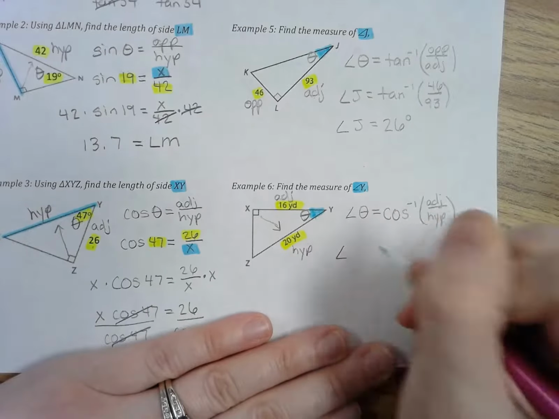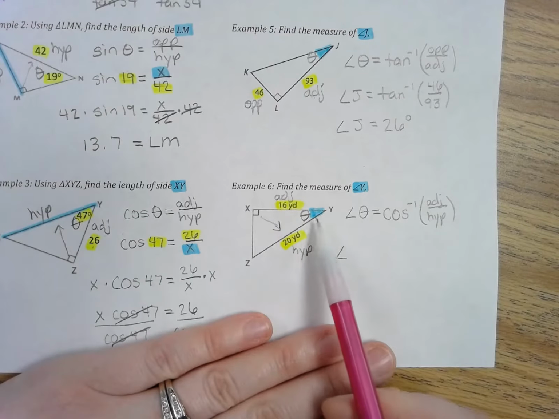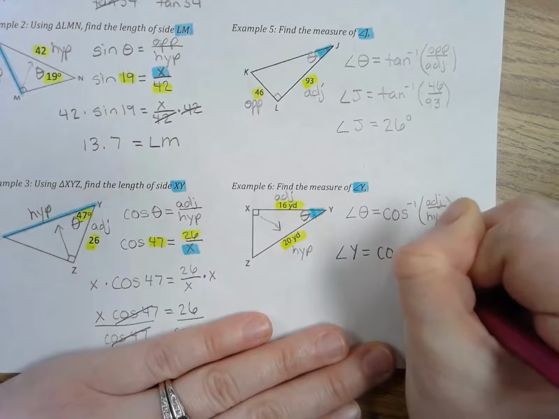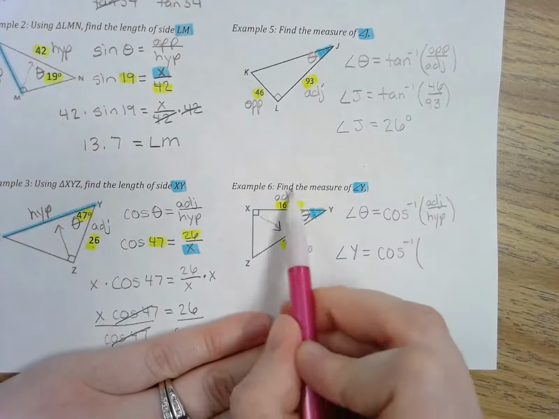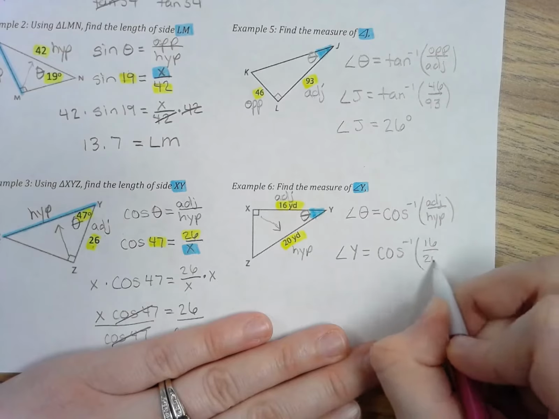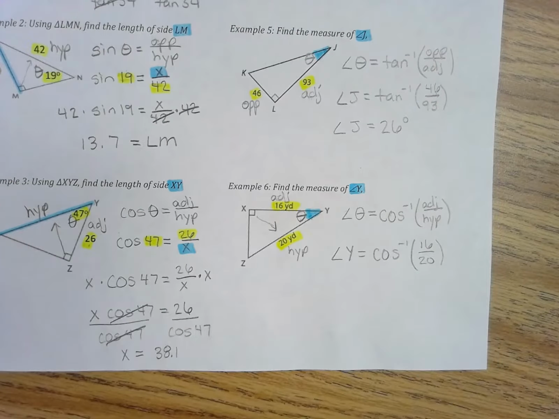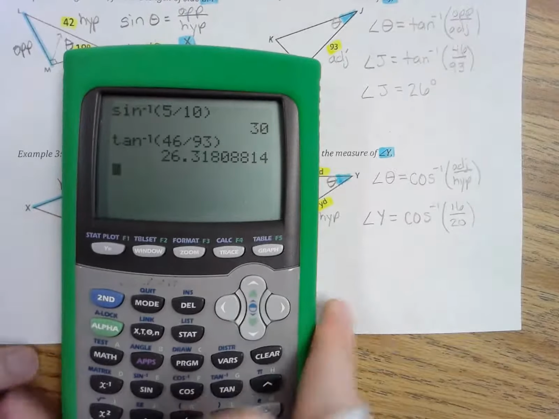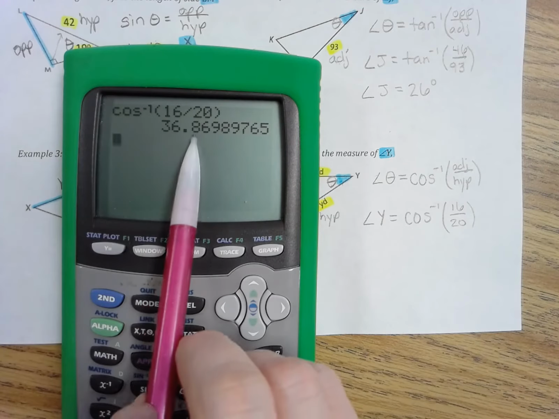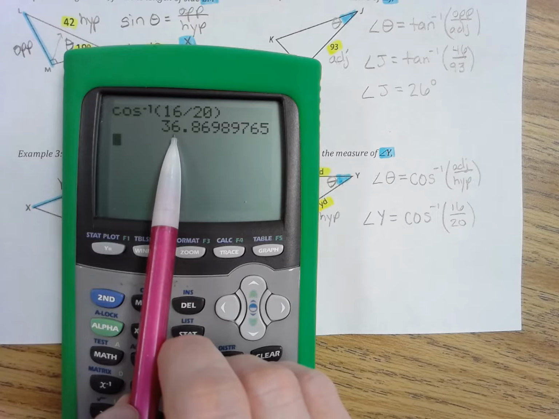So let's set up with our values here. Angle Y is what we're trying to solve for, equals inverse cosine of adjacent. So the adjacent is 16 over 20 for the hypotenuse. And now we're ready to punch that in the calculator. So we're going to go second inverse cosine of 16 over 20. Rounding that to the nearest whole number, look behind, that 8 rounds up and makes this 37 degrees.